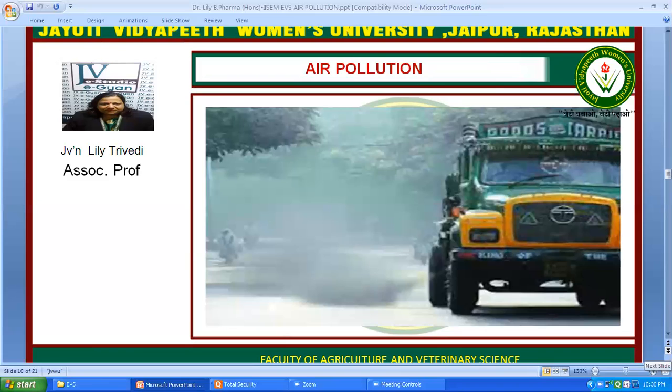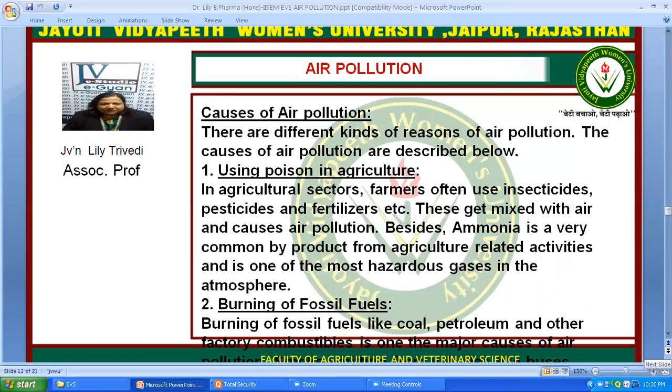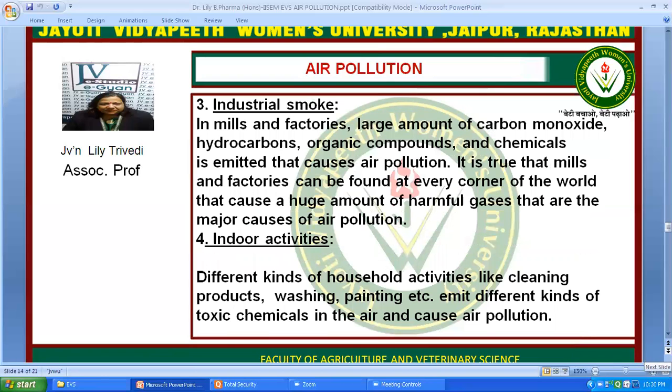So you can see the picture of air pollution. Here are some of the graphs which are showing the emission. Then, as already said, the causes of air pollution. In agriculture, we have insecticide, fertilizers, ammonia, burning of fossil fuels, industrial smoke, where carbon monoxide, hydrocarbons are there. The mills and the factories are found at every corner of the world and cause huge amounts of harmful gases. Certain indoor activities are also responsible, like cleaning products of household activities, washing, painting. They also emit different kinds of toxic chemicals in the air.